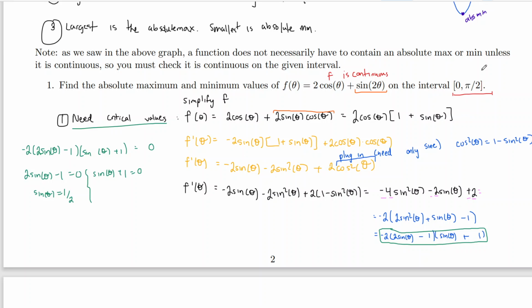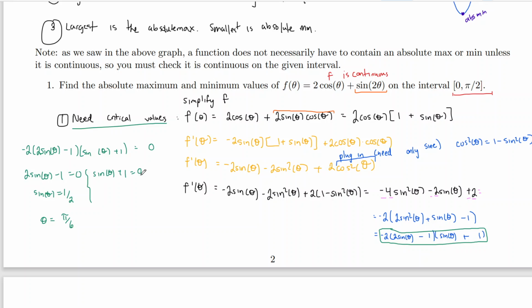And what I want to point out here is the interval we're given is quadrant 1. If you're thinking about the unit circle, 0 to pi over 2. What angle in quadrant 1 is sine 1/2? Well, that's actually pi over 6. So we have one answer here as far as critical values go.